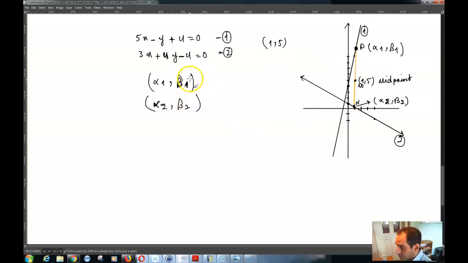So now since this is going to be on line 1, and this is going to lie on line number 2, then of course you can put these two equations, and you will get basically two equations over here. For example, 5 times alpha 1 minus beta 1 plus 4 is equal to 0, and 3 times alpha 2 plus 4 times beta 2 minus 4 is equal to 0. You'll get these two equations over here.